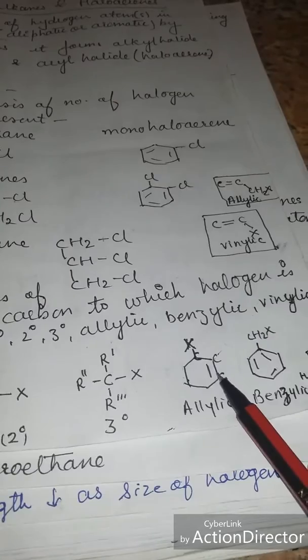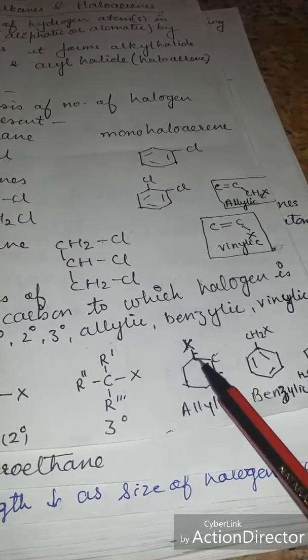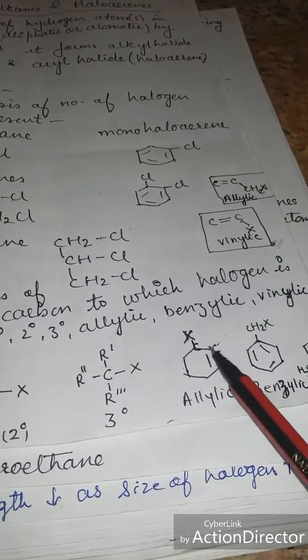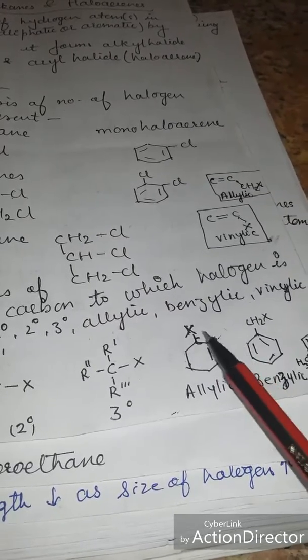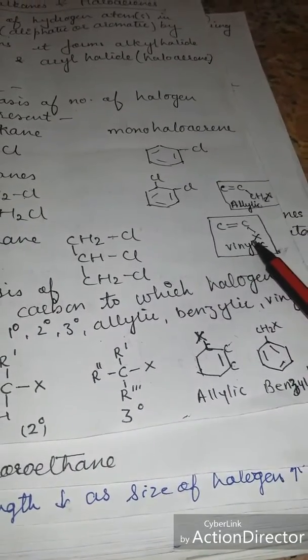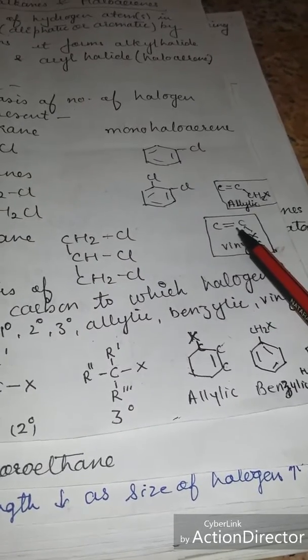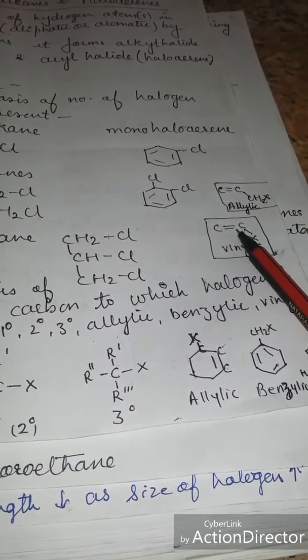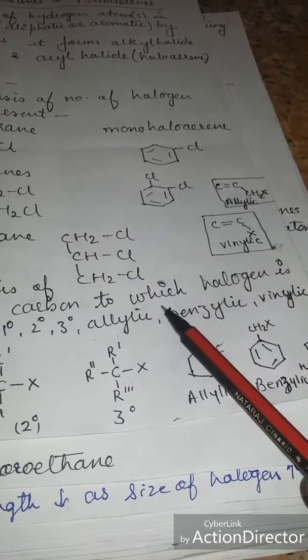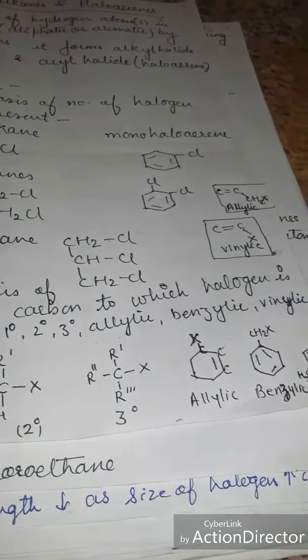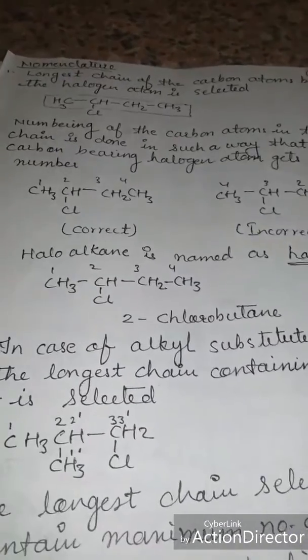It can be allylic if it is attached to the allylic carbon. Allylic means C double bond C, you have to see the next carbon to which the halogen is attached. Or it can be vinylic if it is attached to the carbon which is having the C double bond C. So depending on the nature of carbon, it is of these types. Now let us come to the nomenclature. For nomenclature, you have to follow certain rules.